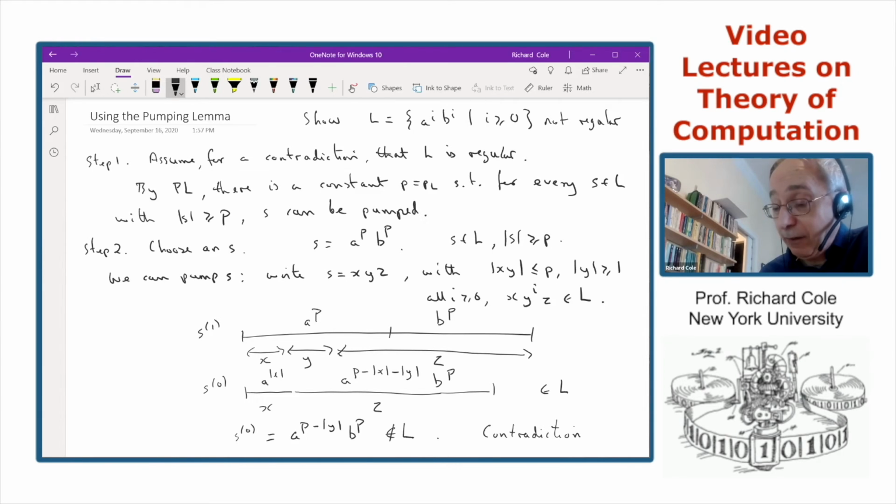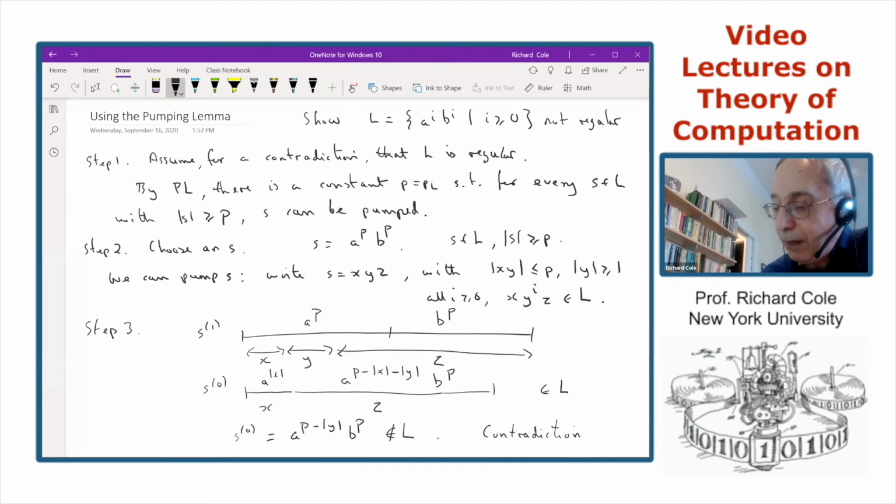Step 1 is just setting up everything. You assume that the language is regular for a contradiction, and note that you can apply the pumping lemma to long enough strings in the language. Step 2 is to choose an S, which is in the language and which is long enough. And then I should really call this part step 3.